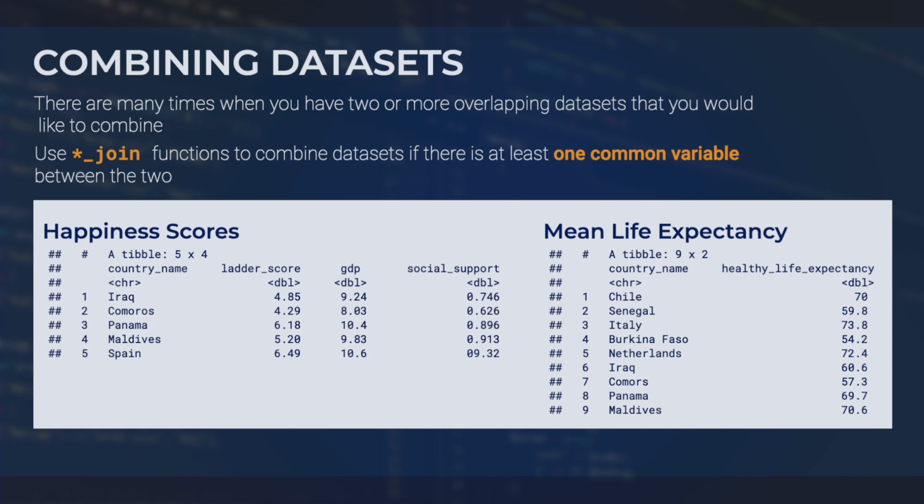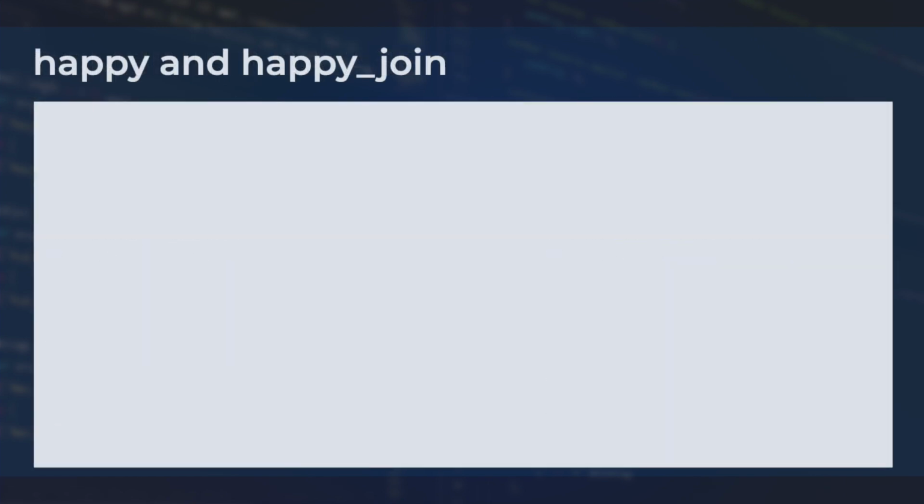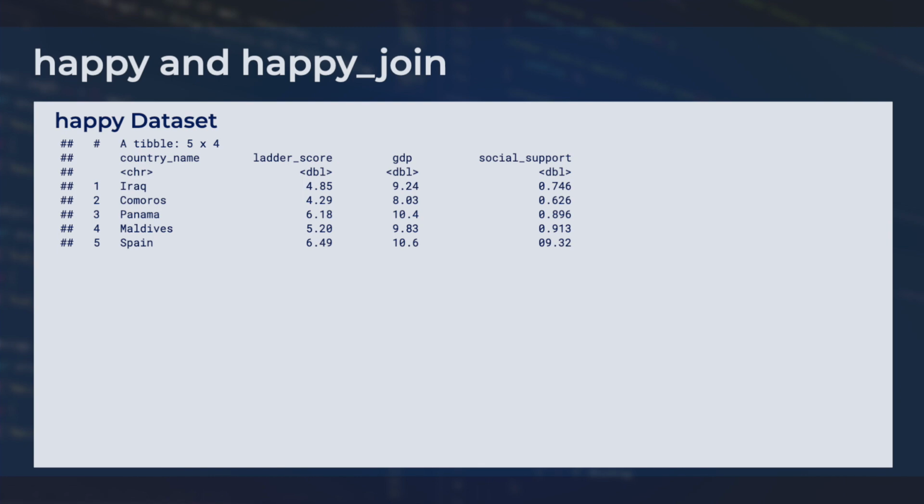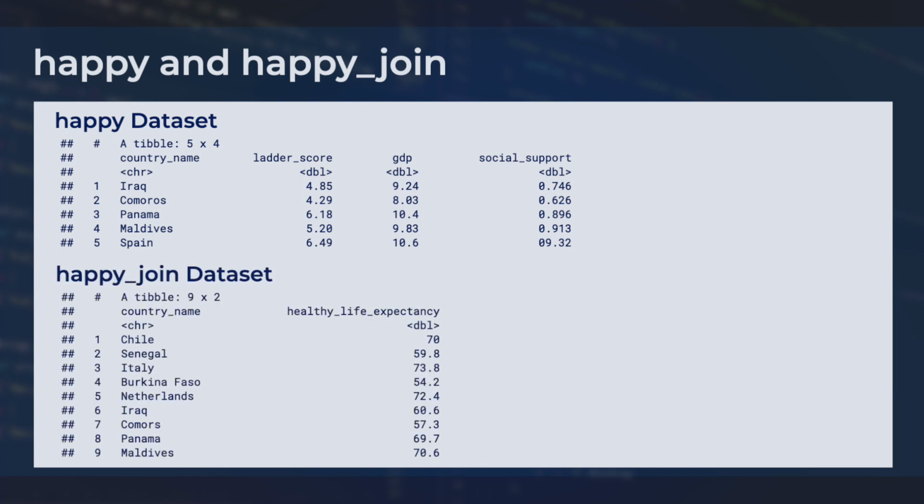As long as there is at least one variable in common between the two datasets, say country name in this example, you can use one of a few join functions to combine these two datasets. The two example datasets we will be combining are called happy and happy join. This table here shows the information that the data frame happy contains. And the second table shows the information that happy join contains.